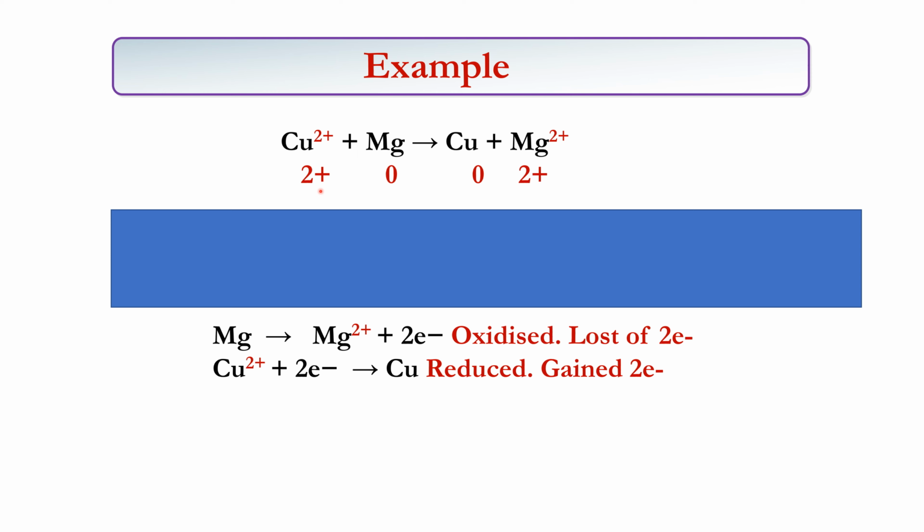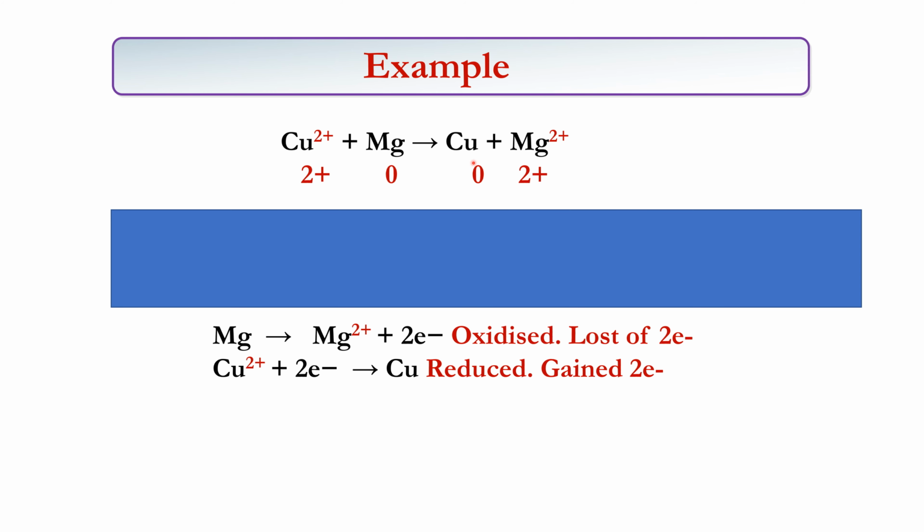So the equation shows that magnesium has lost 2 electrons, that's why it's Mg2 plus, and copper ion has gained those 2 electrons. That's why copper here does not have any charge. So magnesium has lost 2 electrons and the copper 2 ion has gained those 2 electrons.